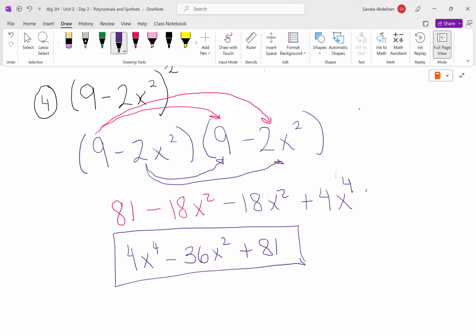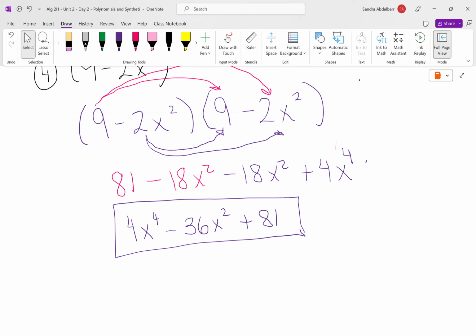Do you always want our answer in descending order? Whatever you want. It's fine. Generally in algebra, that's sort of how it goes. It goes in descending order, and if there's multiple variables, it's alphabetically in descending order.